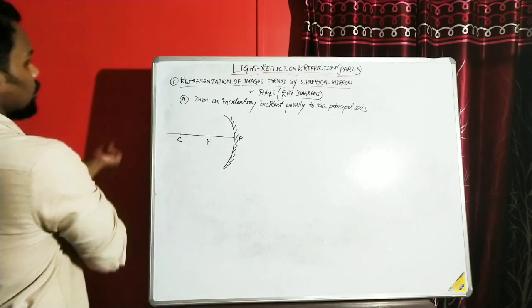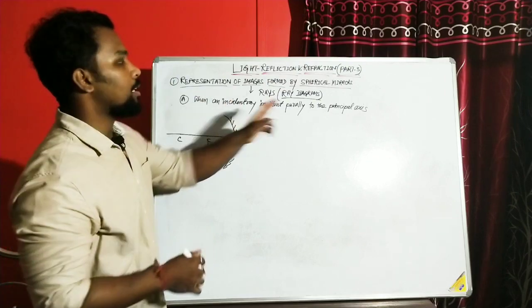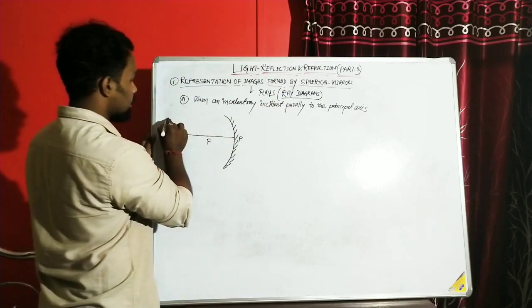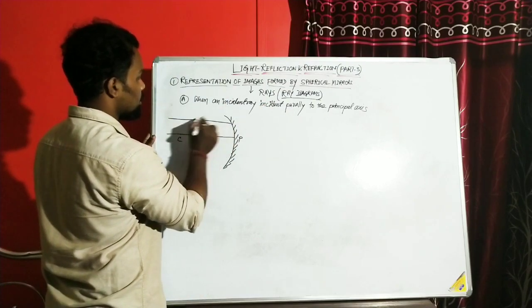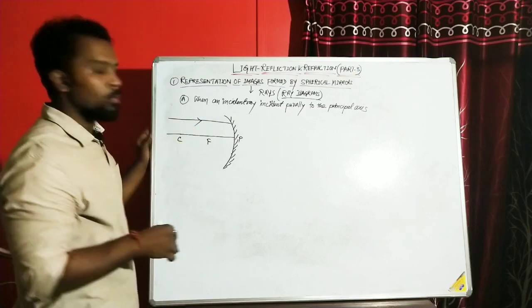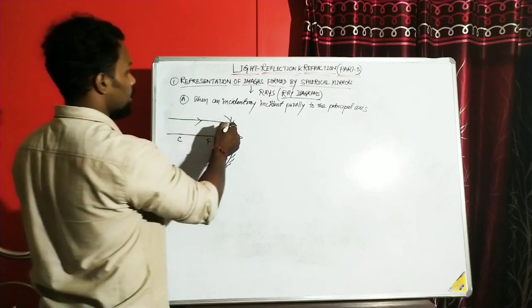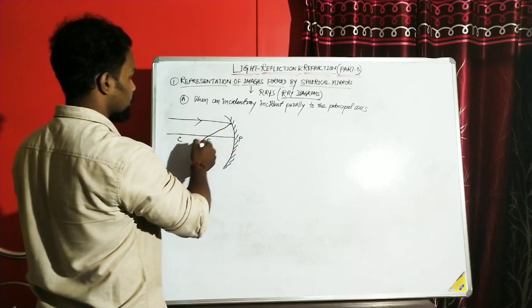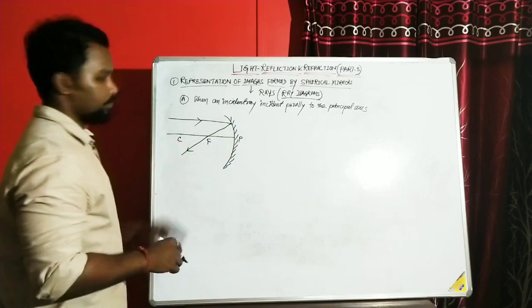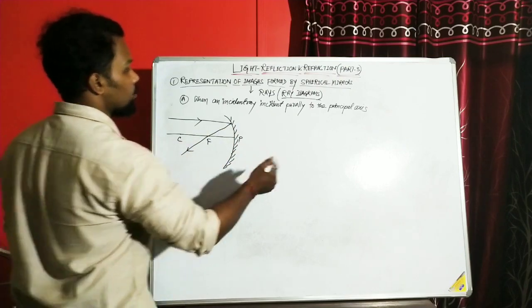First condition: when an incident ray is incident parallel to the principal axis, that means the incident ray will be parallel to the principal axis. This is the incident ray. Once it is incident, what will happen? It will pass through the focus.